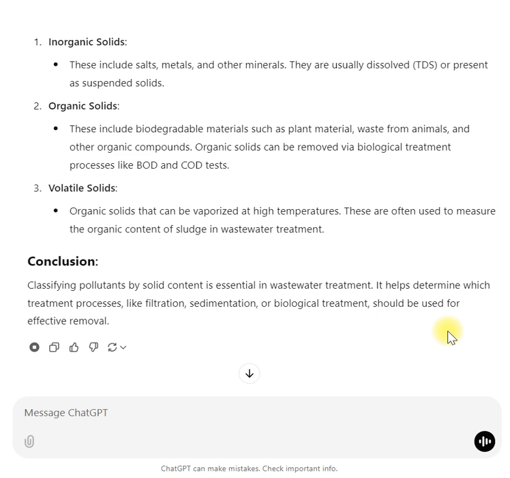Organic solids can be removed via biological treatment processes, and measured with BOD and COD tests. 3. Volatile solids. Organic solids that can be vaporized at high temperatures. These are often used to measure the organic content of sludge in wastewater treatment. Conclusion. Classifying pollutants by solid content is essential in wastewater treatment. It helps determine which treatment processes, like filtration, sedimentation, or biological treatment, should be used for effective removal.